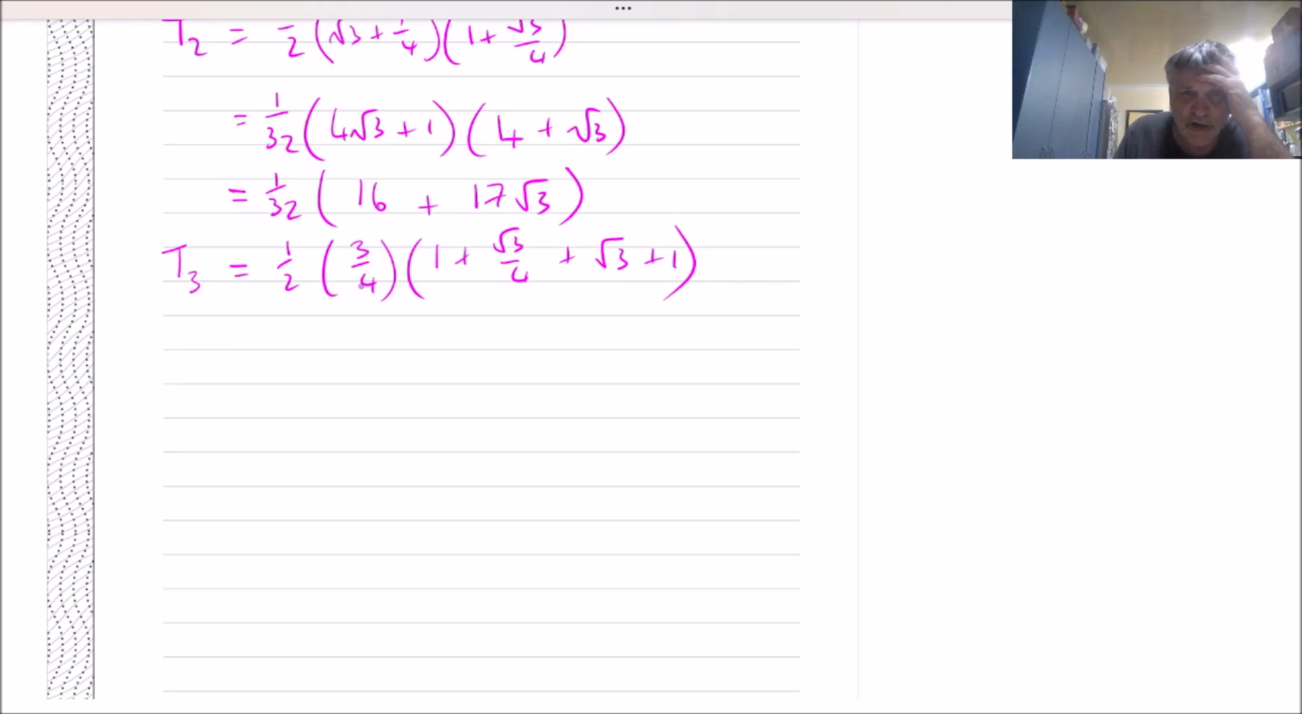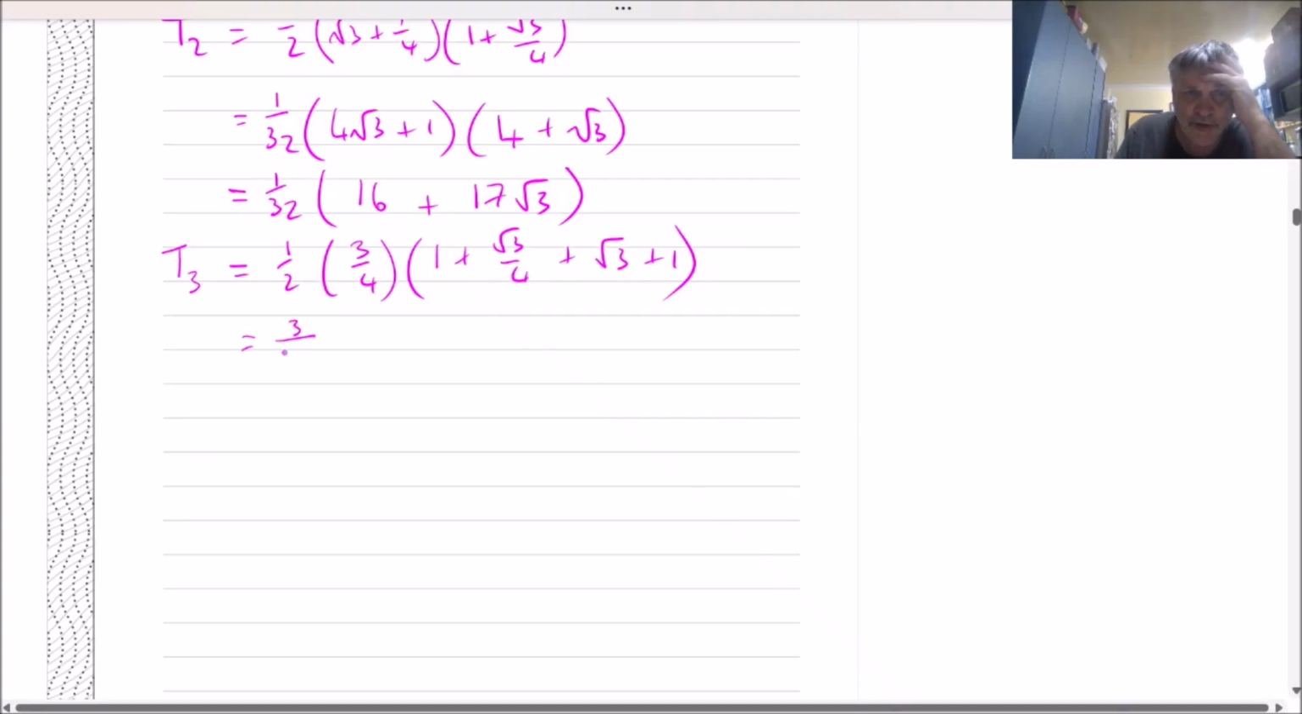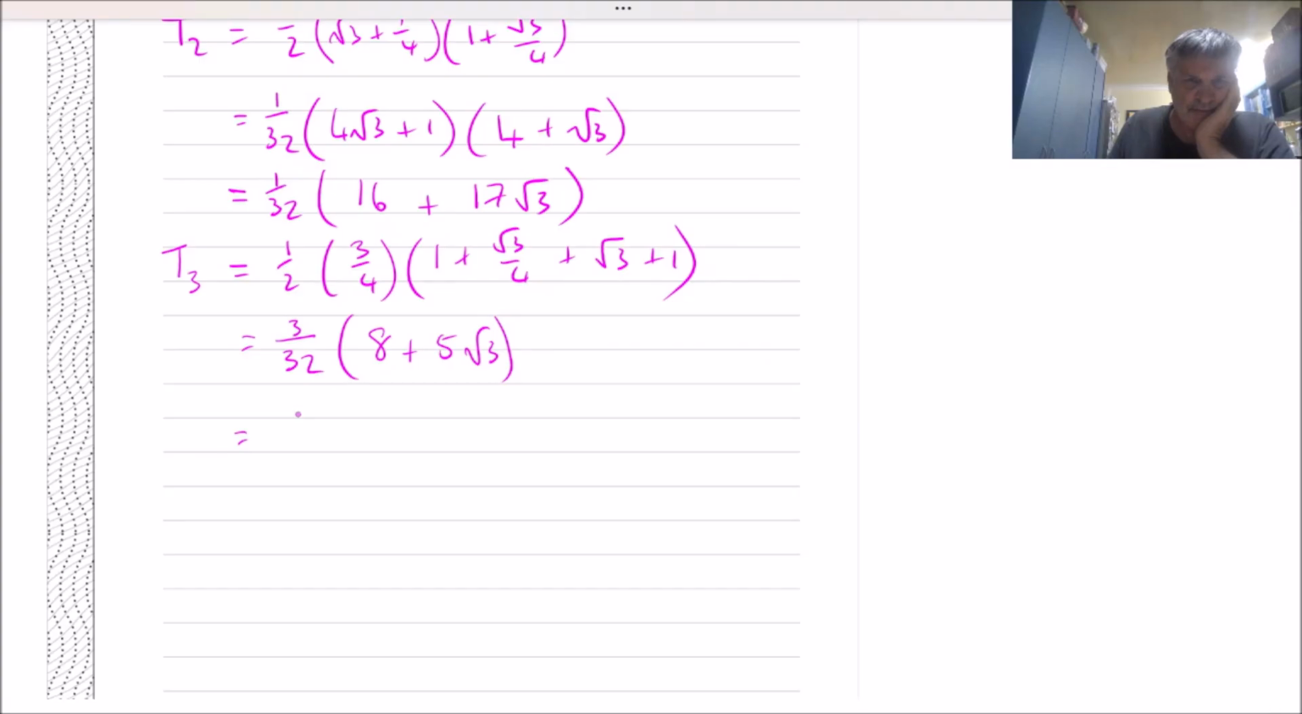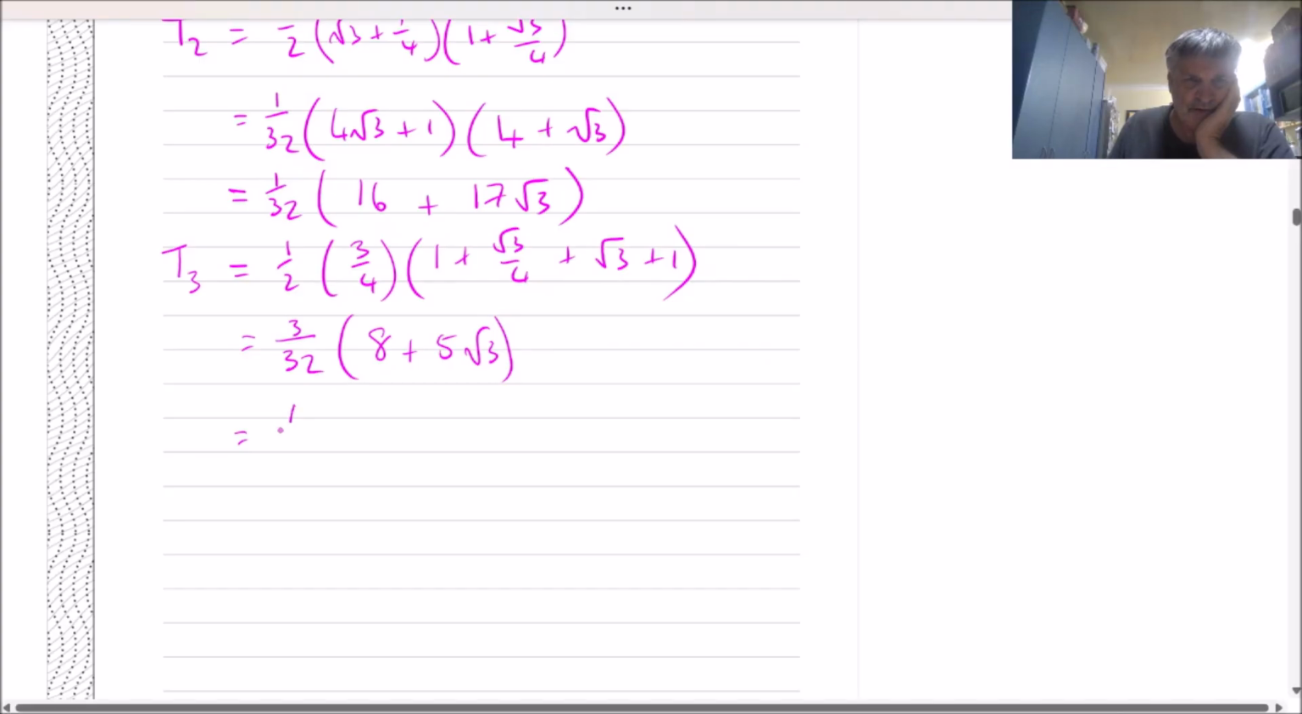Now we can take the quarter out again, so we get 3 over 32, and here we're going to have 4 plus 4 is 8, plus root 3 plus 4 root 3 plus 5 root 3. Which is 24, 1 over 32, 24 plus 15 root 3.